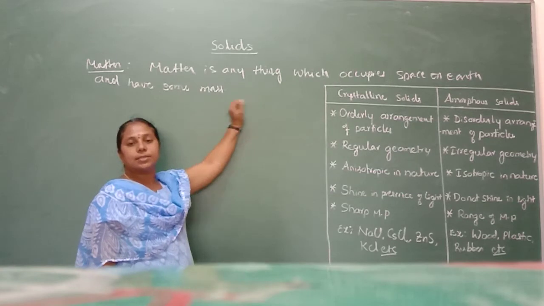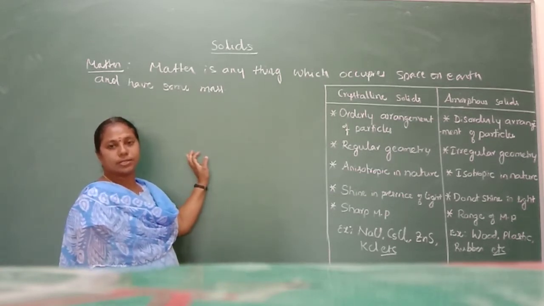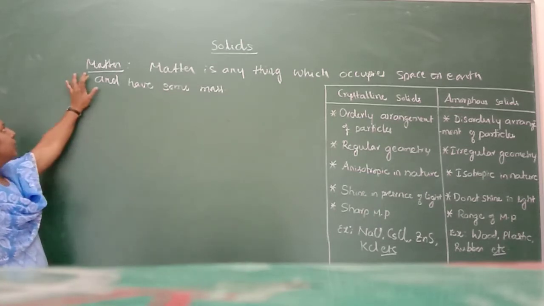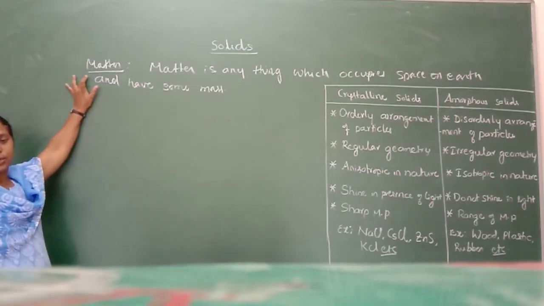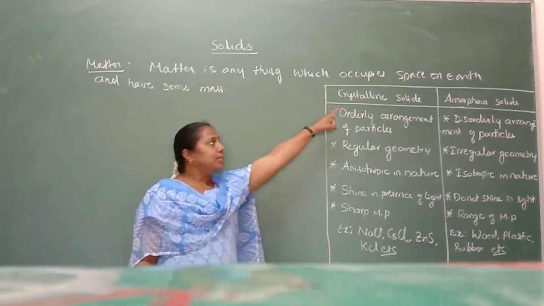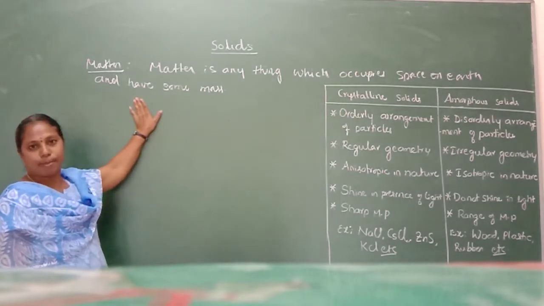Hi students, let us study the first chapter, called the solid state. In solids we are going to study the states of matter. So what is matter? Matter is anything which occupies space on earth and has some mass. So this is called matter.